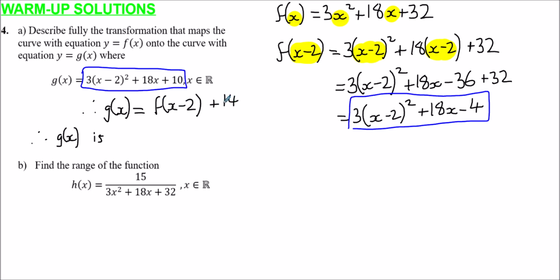So in the simplest English I can explain, g of x is f of x moved 2 along and 14 up. So g of x is f of x moved by a translation vector. So g of x is f of x translated by vector.